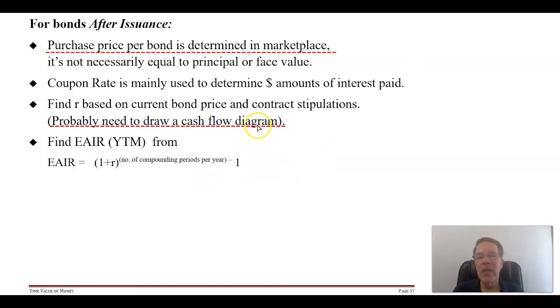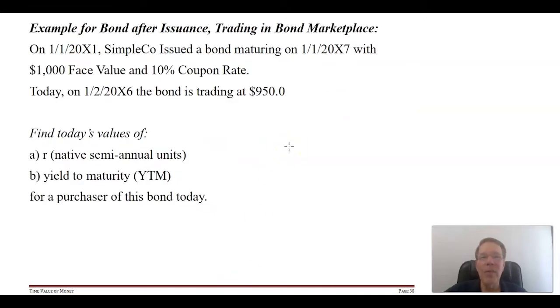So our steps are going to be, number one, we want to get that native interest rate, and that's going to come from just looking at the contract, seeing what cash flows we're going to get when, and writing down, using the fundamental discounting equation, the right equation, solving it for R, all that jazz, and then we get the EAIR from that. Okay, so let's do an example to show you what I mean by all this.